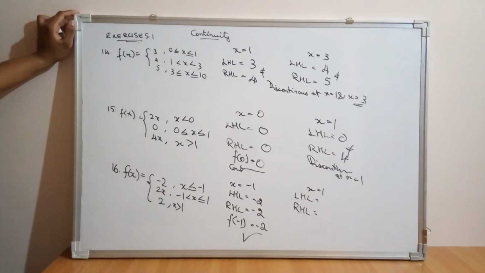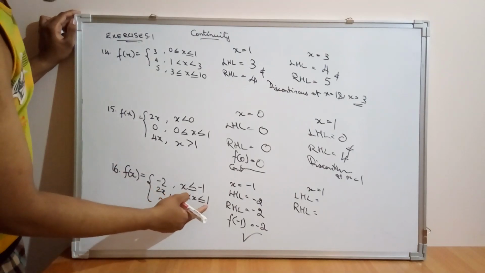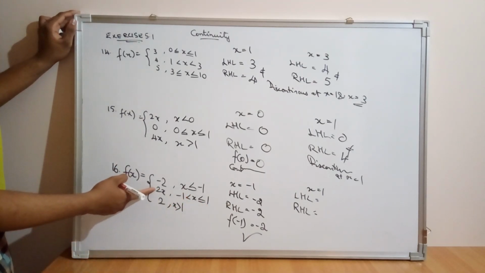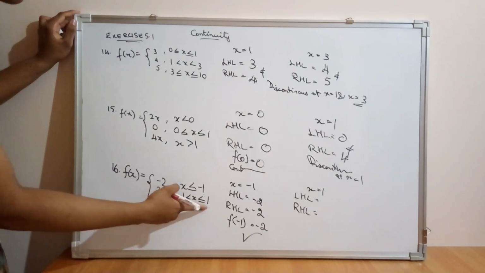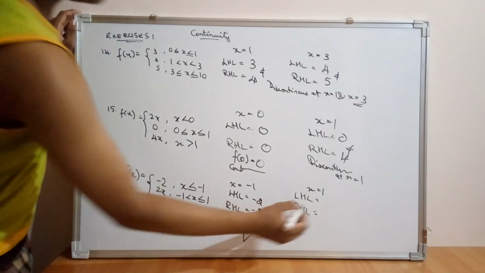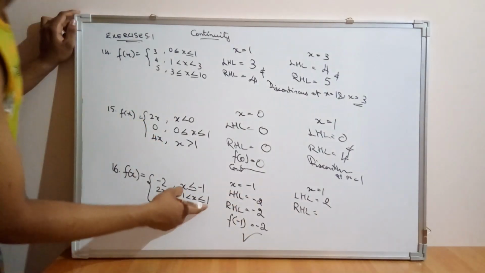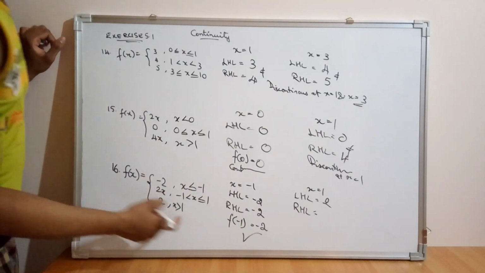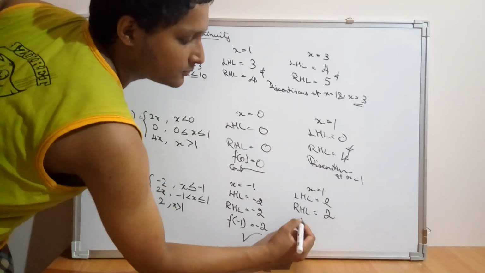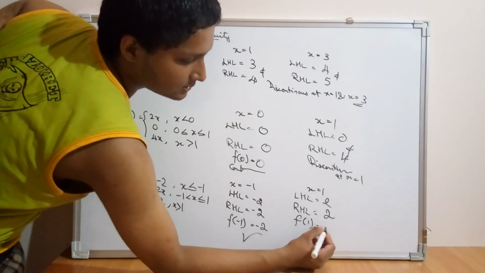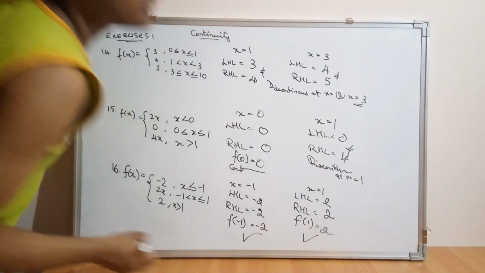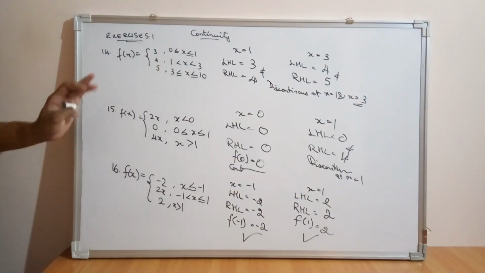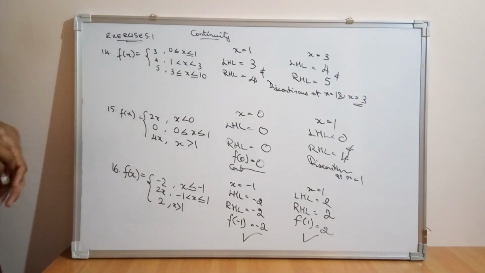Then you have that part when x is equal to 1. So when x is equal to 1, it is going to be 2 into 1. Left hand limit is going to be 2 because it is when x is less than 1. When x is greater than 1, right hand limit is going to be equal to 2. The value of that function is also going to be equal to 2. Therefore this part is also continuous, and the whole function is continuous in the 16th question.